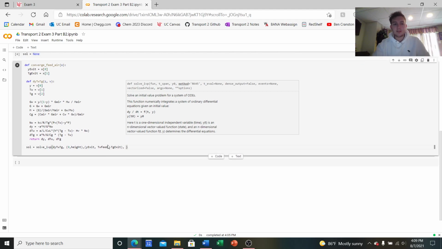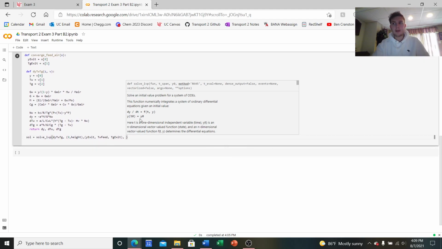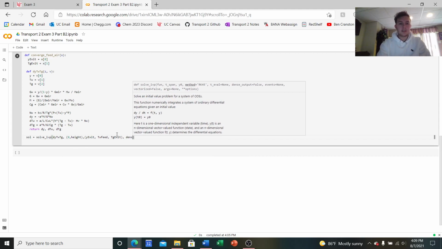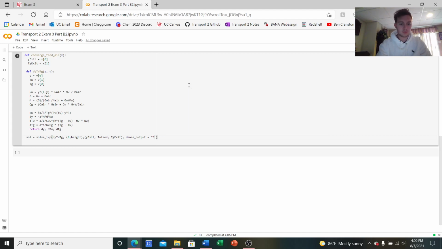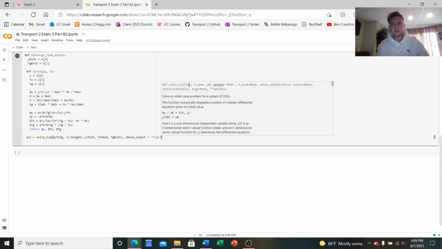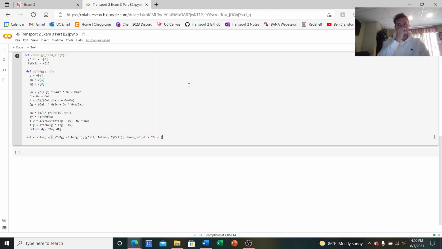So now that we have these three set up and we have our given values from what we wanted to solve for, we need to go through and do our method, which we actually, I don't think we actually need a method. We just need to do our dense output, don't we? Yeah, we just need to do our dense output. And we need to put this one as true. And we also need to, do we need to do anything else? We need to close that off, that's for sure.